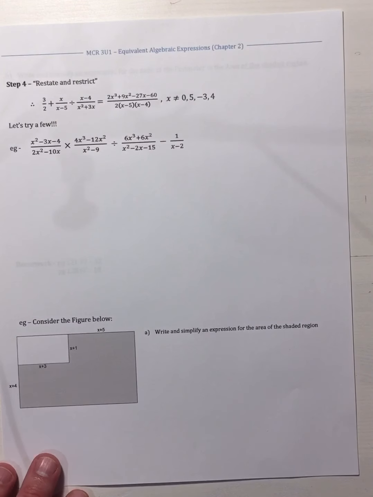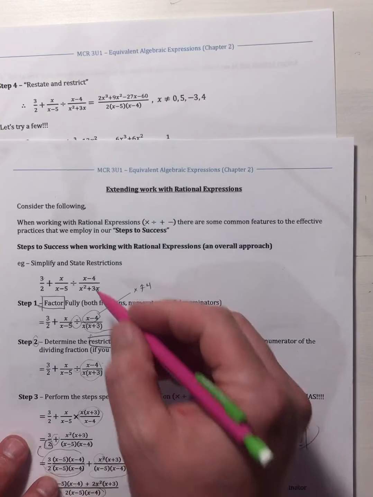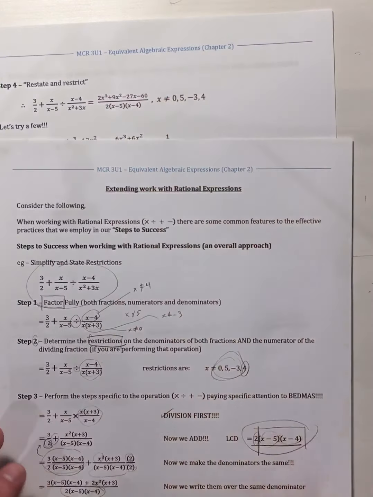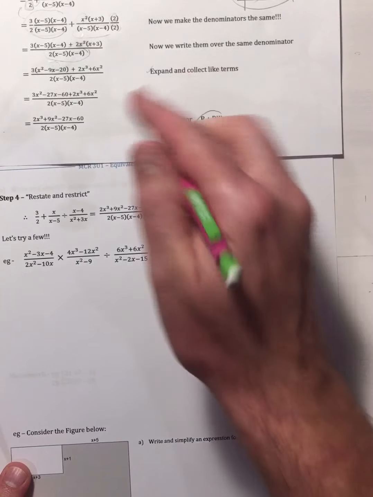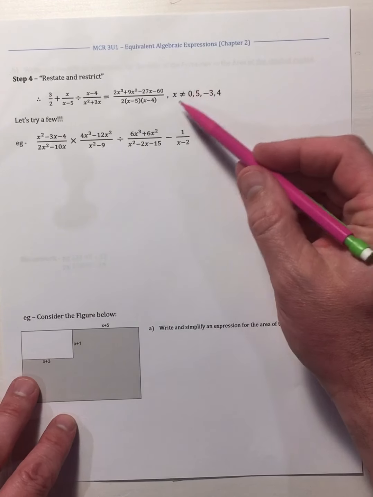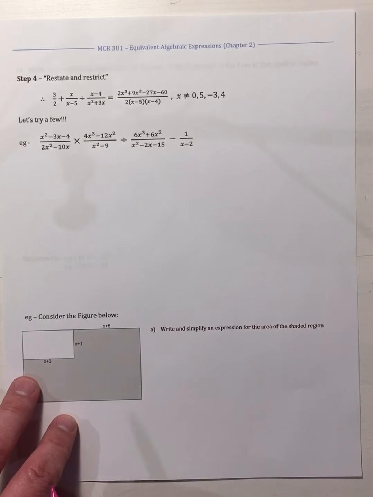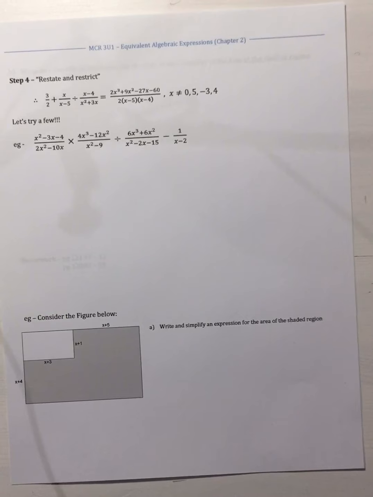So if you look at it, of course, when I restate and restrict, I say again, the original fraction is equal to my final result, right? And then I state my restrictions. X cannot equal 0, 5, negative 3, and 4. And it's done. So nothing crazy to do there, nothing mind-blowing to do.